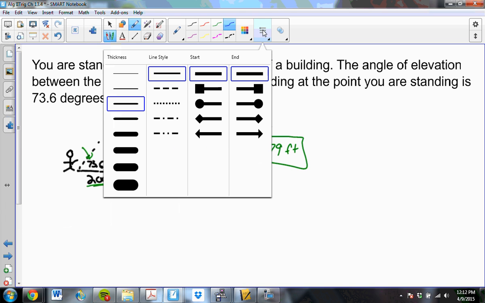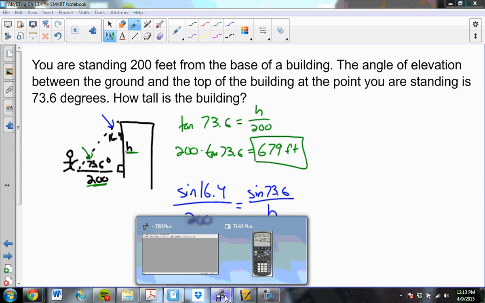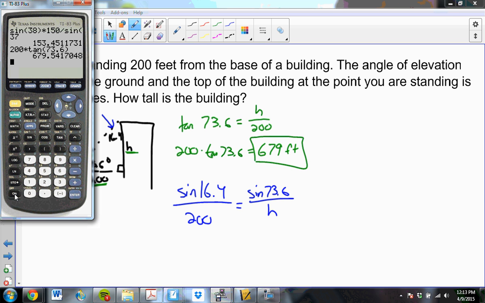If you want to do this with law of sines, and you don't have to, but some people like to just do everything law of sines because it works, you would do the sine of 16.4 over 200. I had to calculate that 16.4, and that equals the sine of 73.6 over h. And I'll solve that real quick. That'd be sine of 73.6 times 200 divided by the sine of 16.4. And we get our 679.541. We get the same exact thing.